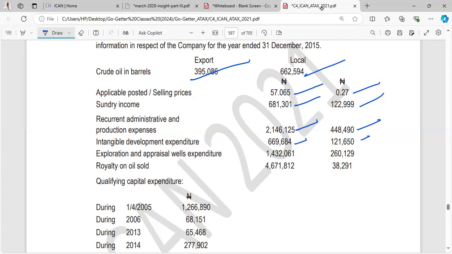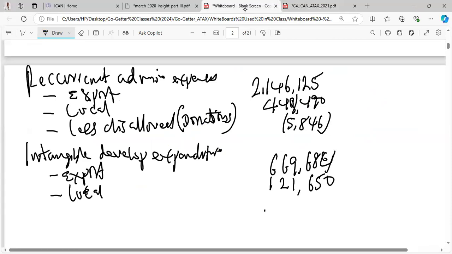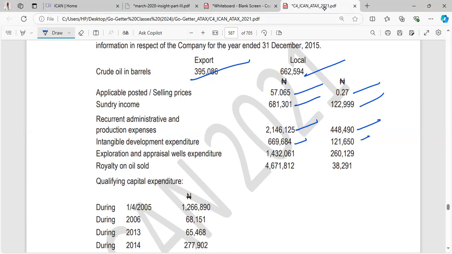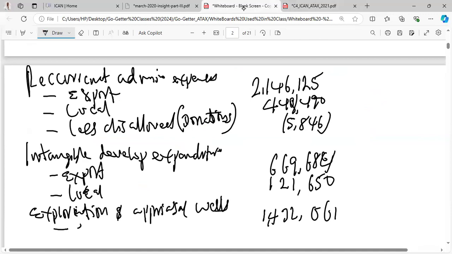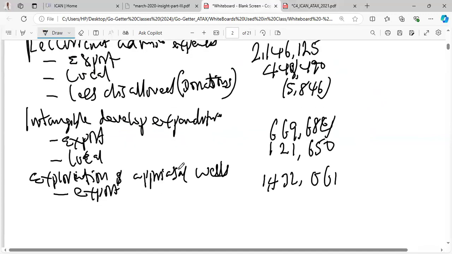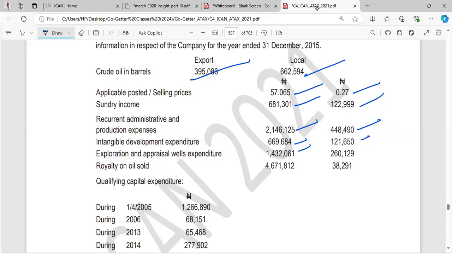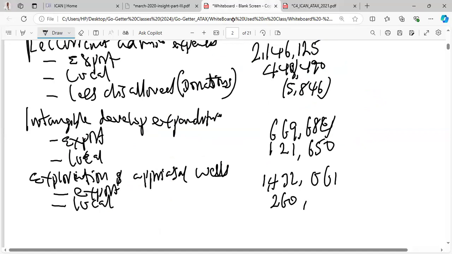All right. Then we have 1,432,061. What is it called? Intangible development expenditure? No. Exploration and appraisal wells. I'll call it exploration and appraisal wells. So this is export and this is local. For local, we have 260,129.